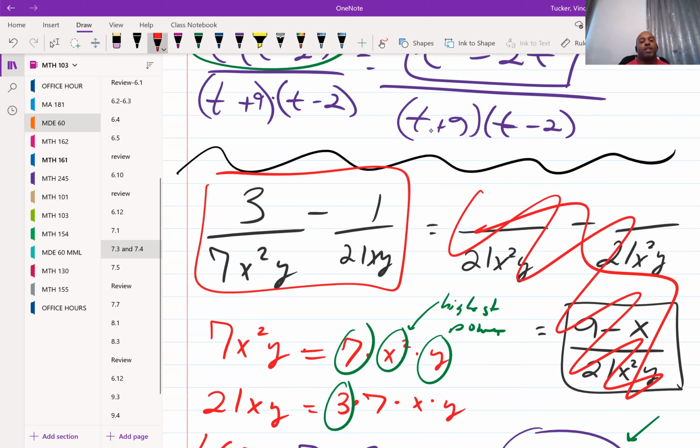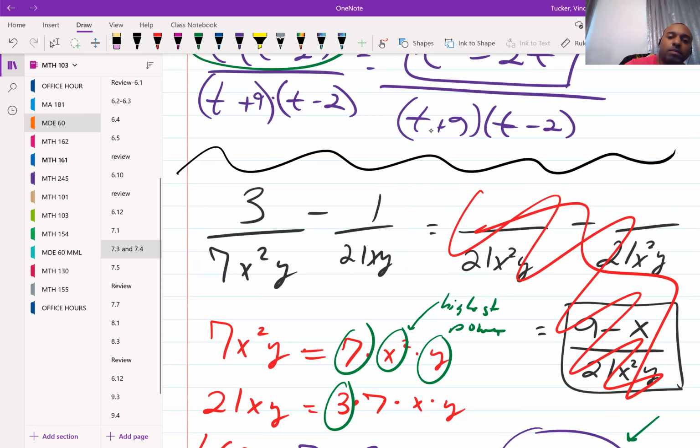So we have 3 over 7x squared y, minus 1 over 21xy. All right, so we want to break down each one of our denominators and try to find that LCD that we talked about in the previous problems. So we have 7x squared y and we have 21xy. There's nothing you can do with the 7, but the 21 you can break down into 3 times 7. So notice the first denominator, 7x squared y: we have 7, x squared, and y. Then 21, we have 3, 7, x, and y. So we're just breaking it up as much as possible, down to the prime numbers, and go from there.